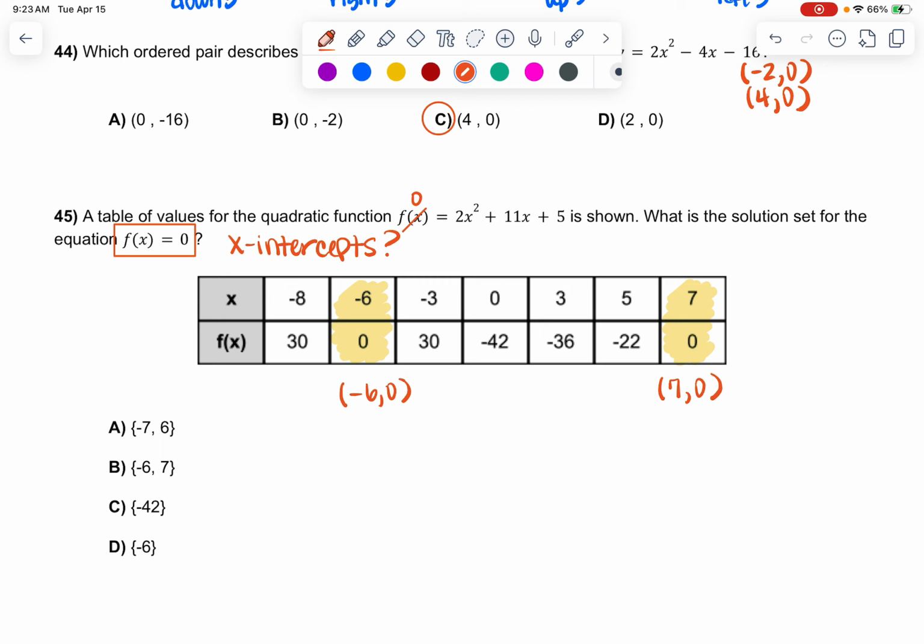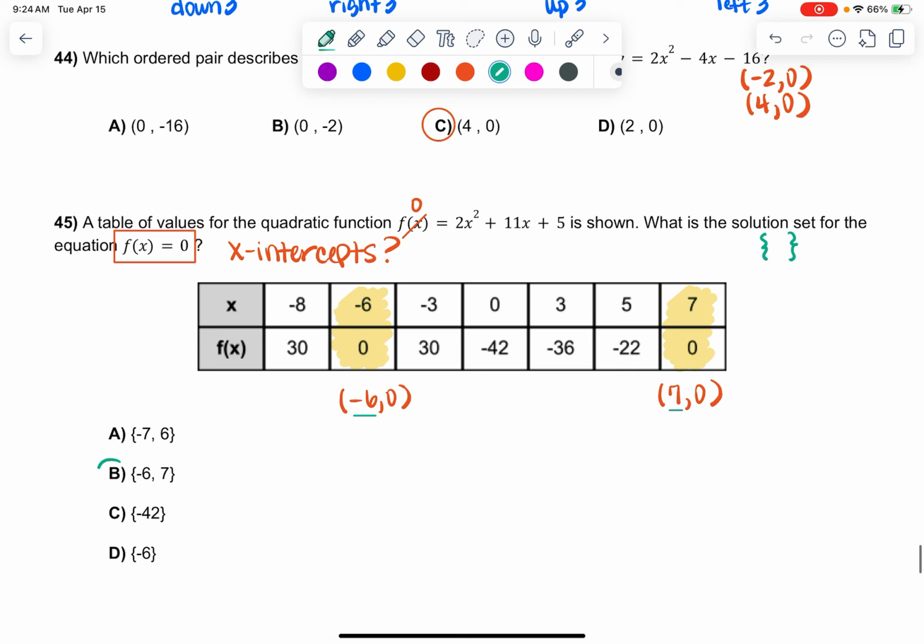But they're writing them as a solution set. Now, we haven't really talked about this a lot, but a solution set is just where they take the two numbers and they put them in a pair of curly brackets. So our two solutions for x are -6 and 7. So they're just going to put those in curly brackets, and that's why the answer is B.